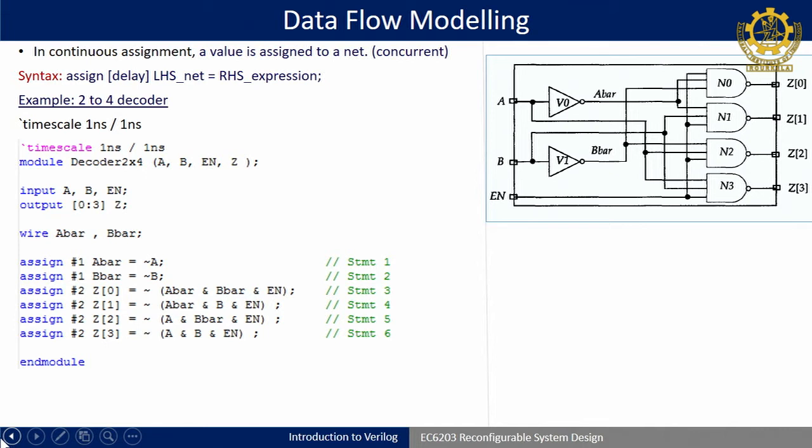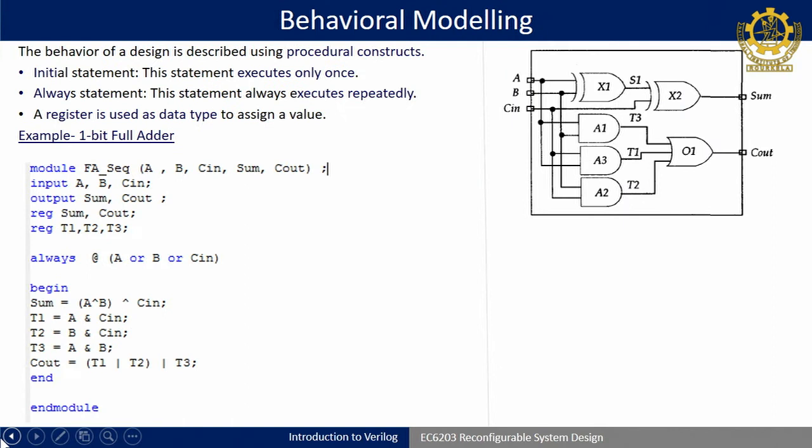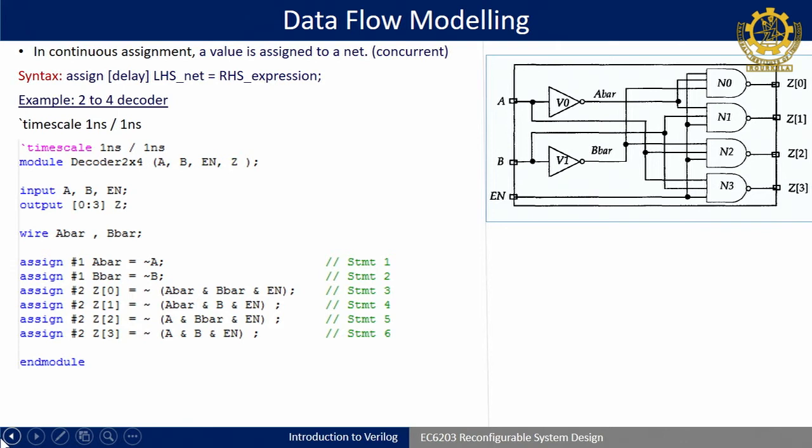Last class we discussed data flow modeling, then behavioral modeling. In behavioral modeling, we use the initial and always blocks. In data flow modeling, we mostly replicate a Boolean expression into a continuous assignment statement by using the assign statement. Last class, in the decoder problem, if you see here, there is a NAND gate.